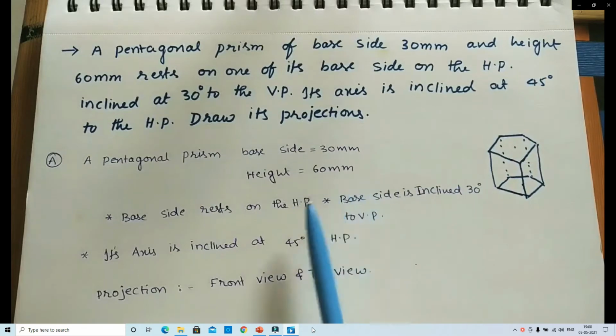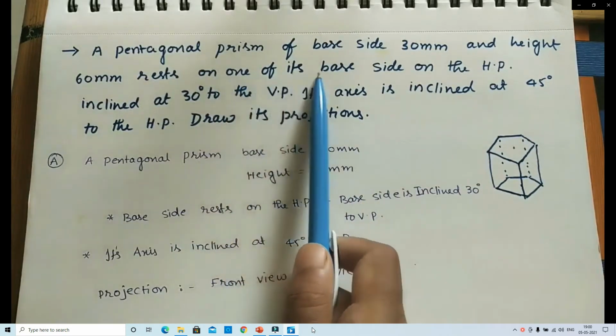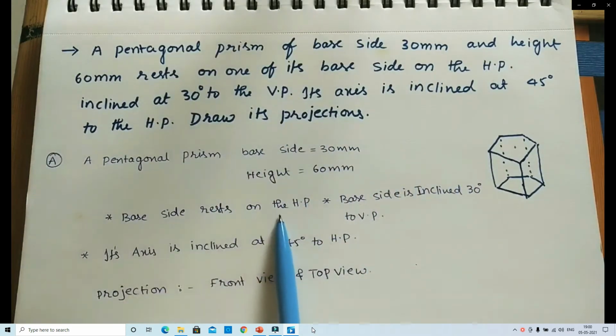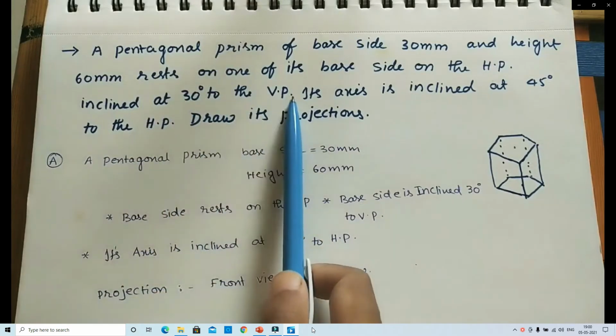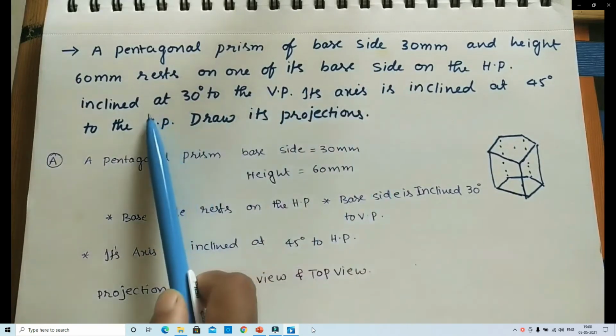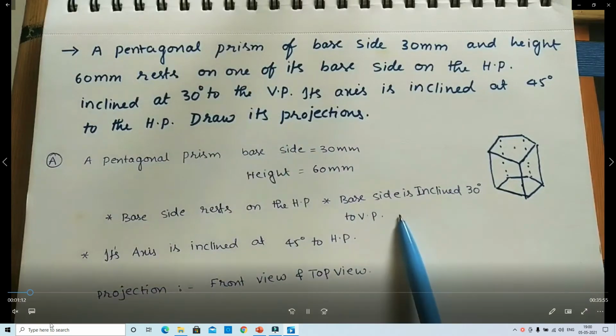Next, first position: base side rests on the HP. Base side is inclined at 30 degrees to the VP. Rest on the HP, inclined at 30 degrees to the VP. The axis is inclined at 45 degrees to the HP. Draw its projections. Okay.